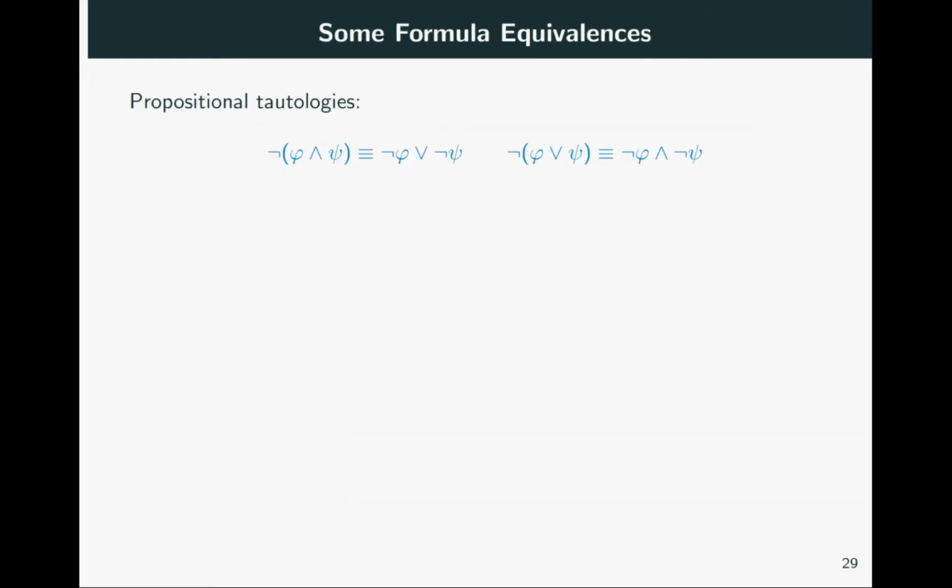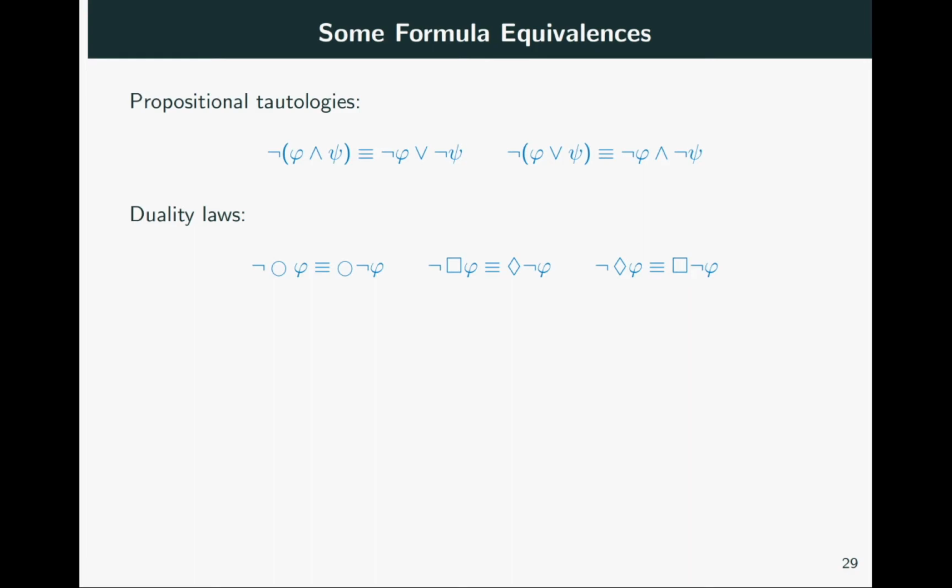Here are some formula equivalences which hold in general, no matter what the particular participating formulas phi and psi are. First, the so-called propositional tautologies, which are true by the semantics of propositional connectives and simple logic. Things like not (phi and psi) is equivalent to not phi or not psi, and dually, not (phi or psi) is equivalent to not phi and not psi. These are incidentally known as De Morgan's laws, but there are many others. Can you think of others?